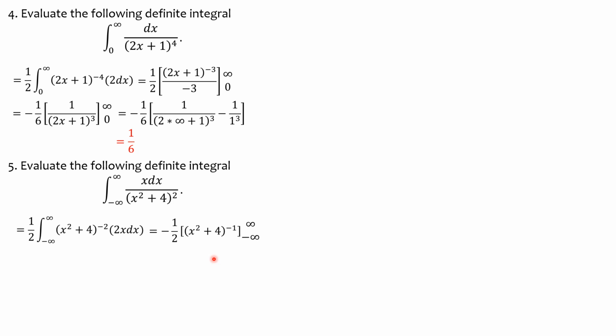So this is equal to negative 1/2 of quantity 1 over infinity squared plus 4 to the 1 minus 1 over quantity negative infinity squared plus 4 to the 1. So this is very large, so 1 over very large value is 0. 1 over very large value is also 0, so negative 1/2 of 0 minus 0 is still 0. So therefore, the integral is 0.